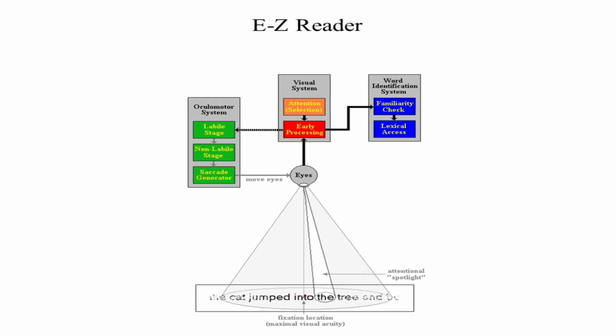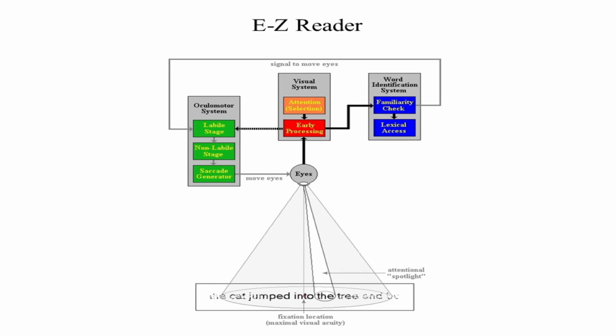That lexical processing is completed in two stages. And the first stage is called the familiarity check. And basically what that corresponds to is a sense of familiarity that the word is in your vocabulary, and that lexical access, or the activation of the word's meaning, is very imminent. And so once the familiarity check completes, that provides a signal to begin programming a saccade to move the eyes to the next word.